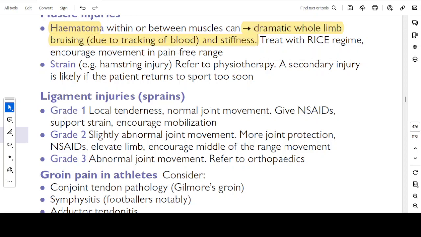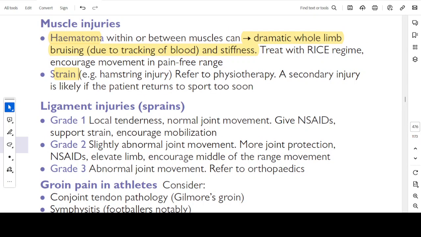Treat with the RICE regimen; bleeding can be within or between the muscles, which can cause dramatic whole limb bruising and stiffness. Encourage movement in a pain-free range. Strain, hamstrings injury: refer to physiotherapy. A secondary injury is likely if the patient returns to sports too soon.